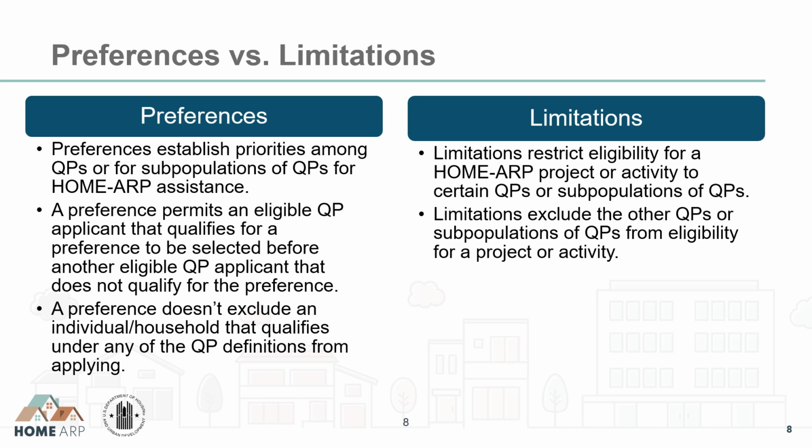On the other hand, limitations restrict eligibility for a HOME-ARP project or activity to a certain QP or subpopulation of the QP. Limitations exclude the other QPs or subpopulations of QPs from eligibility for a project or activity, meaning they cannot apply.